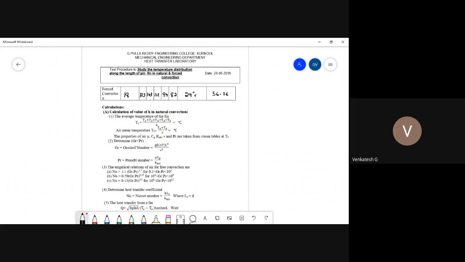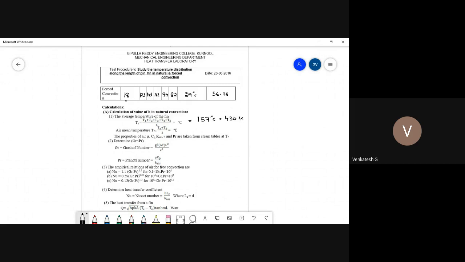Now coming to the calculation part. First we are going to take the surface temperature, which is T1 plus T2 plus T3 plus T4 plus T5 divided by 5. For natural convection, we get an average temperature of around 157 degrees centigrade, which is around 430 Kelvin.